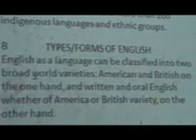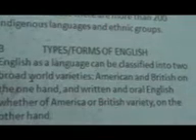Section B. Types or forms of English. English as a language can be classified into two broad world varieties: the American and the British on the one hand, and written and oral English, whether of American or British variety on the other hand. Division I.